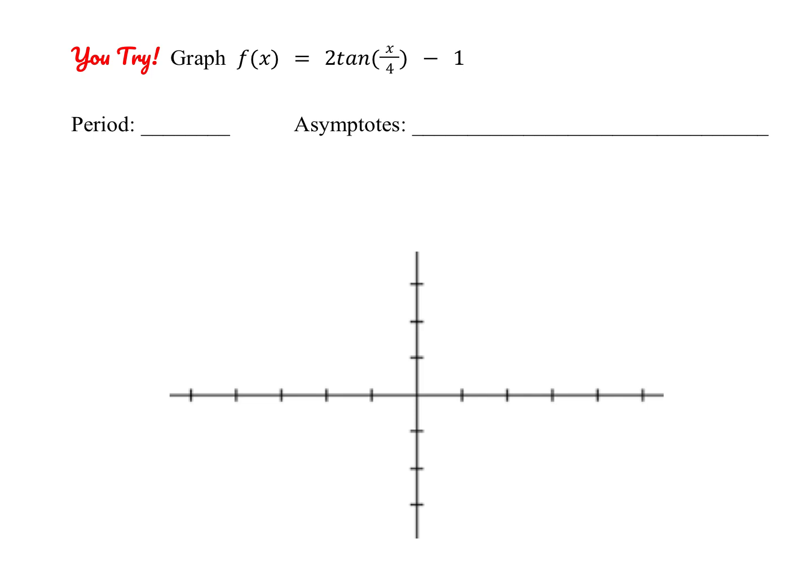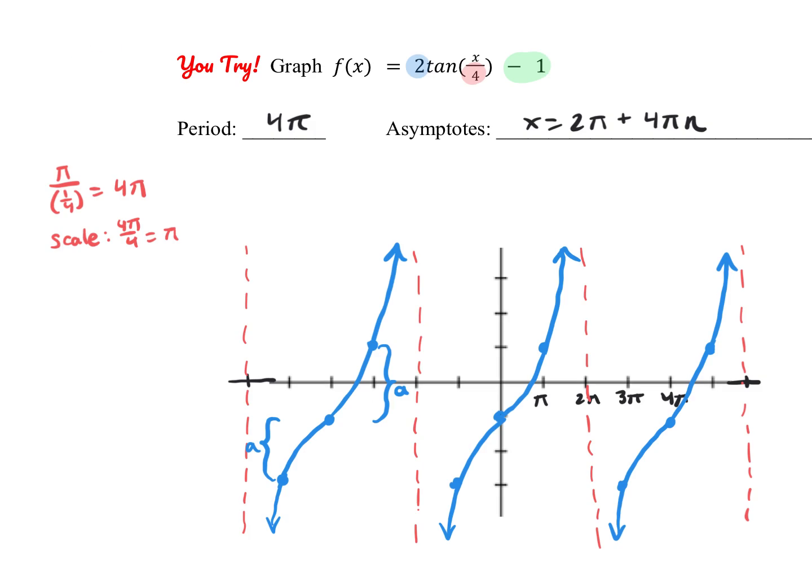Okay, here's the last one to try, so please pause the video and give it a shot. All right, we got a lot going on with this problem. First, we do have a horizontal stretch by a factor of 4. So our period changes from pi to 4 pi, or you can do pi divided by your b value, which is 1/4. And remember, dividing by 1/4 is just multiplying by 4. So if you split that into 4 parts, your scale is going to be pi. I go half a period to the right and half a period to the left for my asymptotes. Here's my repeating asymptote equation.